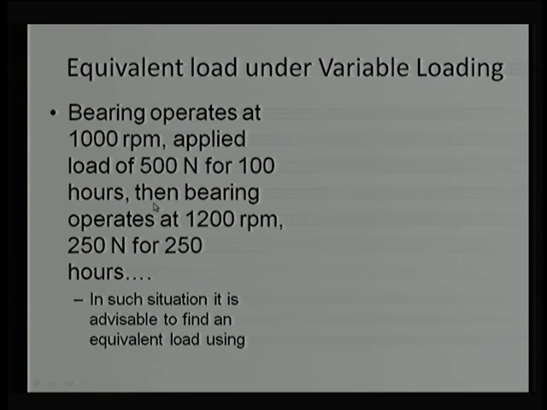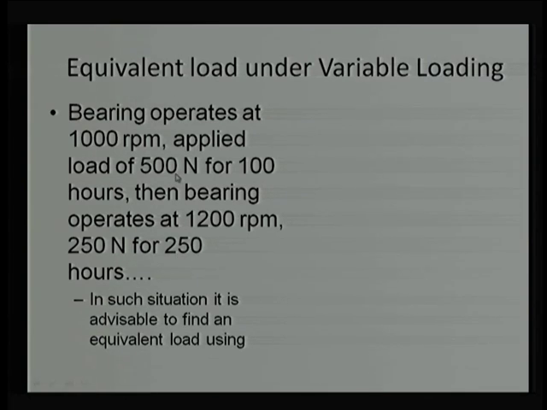Then there is some change in the system, some different operational requirement. In that case, the bearing operates at 1200 rpm, slightly higher rpm compared to this, but a lesser load of 215 Newton, and the operating hours are more. Instead of 100 hours, now the operating hours are 250 hours. In this situation, how do we estimate bearing life? That is a big question.